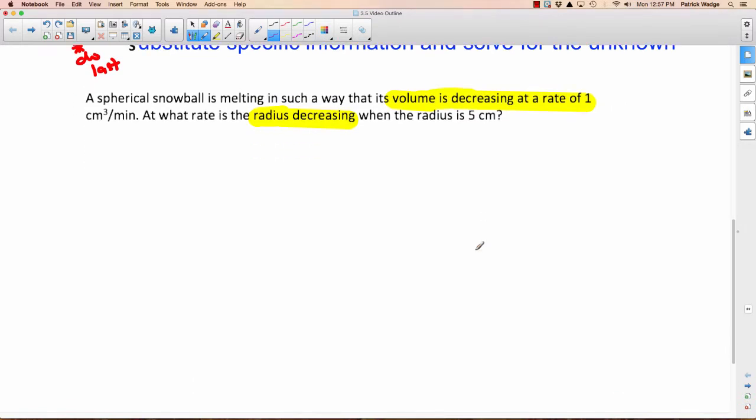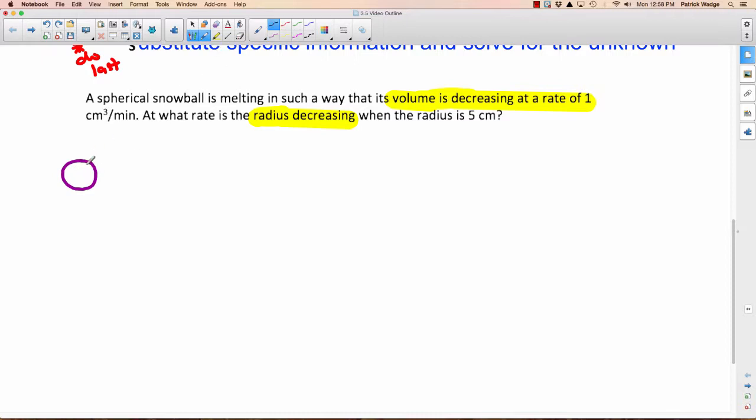Okay, so back to this question. We have our snowball. Maybe I'll just draw it. I'm just going to draw it as a circle, even though it's like a three-dimensional ball here. And it's melting in such a way that its volume is decreasing at a rate of 1 centimeter cubed per minute. So what we know is that, I don't know how you draw this.